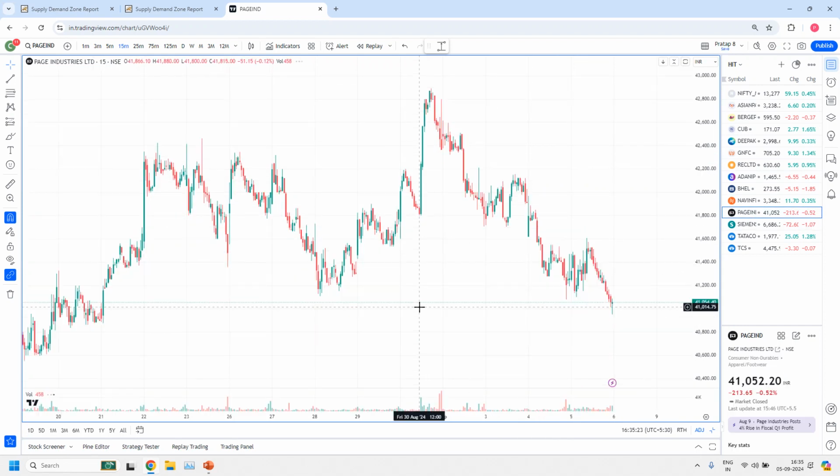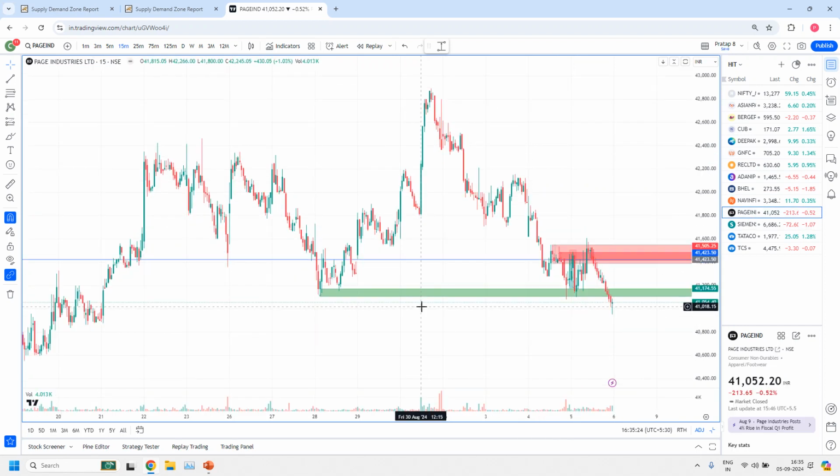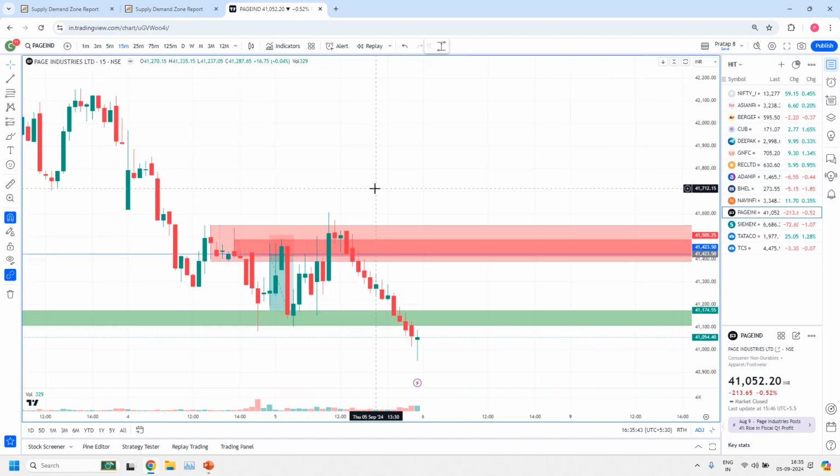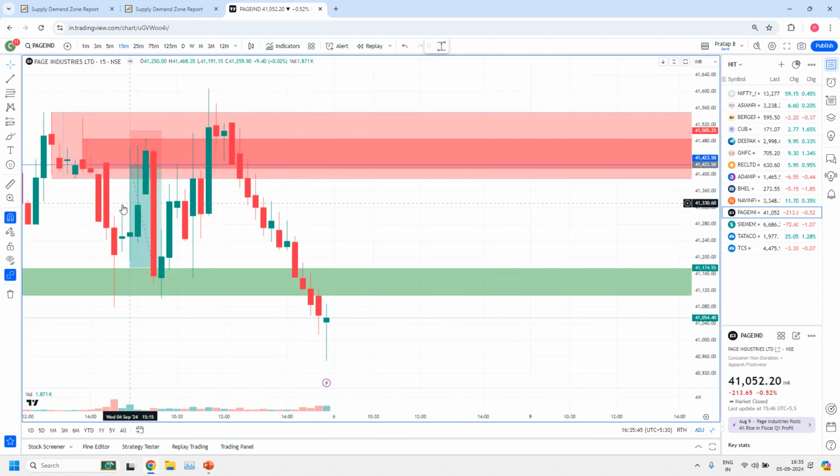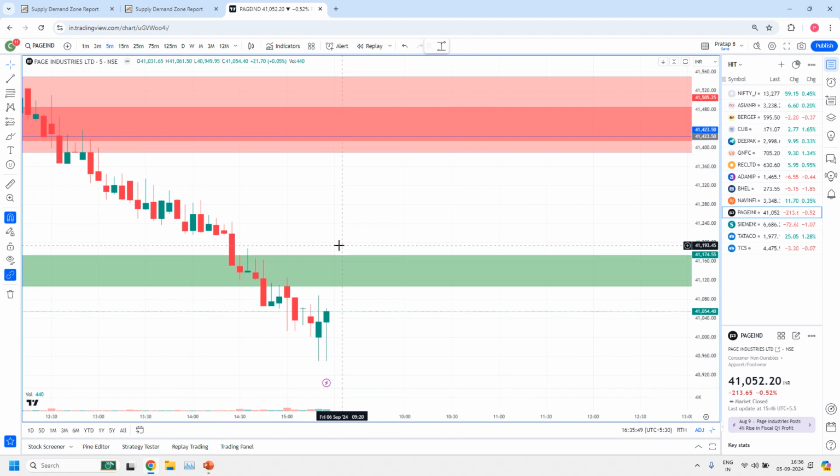Next one is Page Industries. In this stock you will be learning the concept TCZ, trend change zone, the high liquidity zone concept. I will come back to this concept a little later. First, let me explain about this. Here we have a 5-minute zone. Let me go to the 5 minutes time frame.